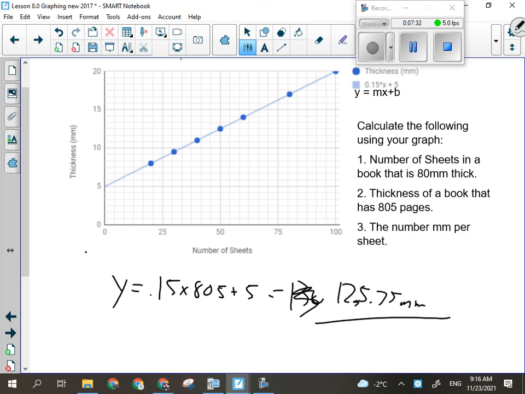And number 3, we already talked about. It was the first thing we talked about. How many millimeters per sheet? That's being told to us by what part of the equation? By M, right, by the slope. The slope is millimeters per sheet. Everybody all right with that one?